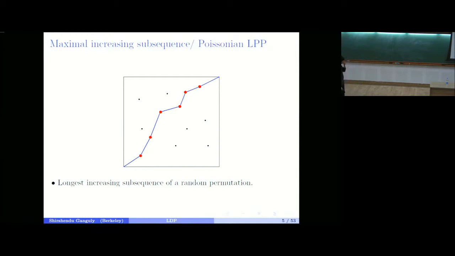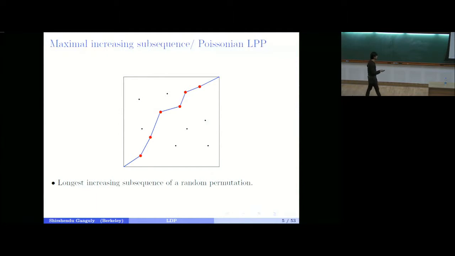A quick thought reveals that this is closely related to what is known as the longest increasing subsequence problem for a random permutation. How does that come about? Suppose we fix the total number of points that land in the box. That's a Poisson variable, so let's fix that. Then the distribution of the points is uniform, right? If I fix the number of points in a Poisson process, the points are uniformly distributed. Now you can order the points according to their x coordinate.